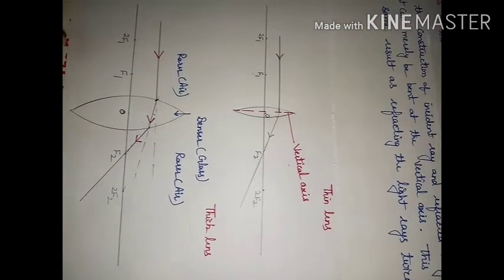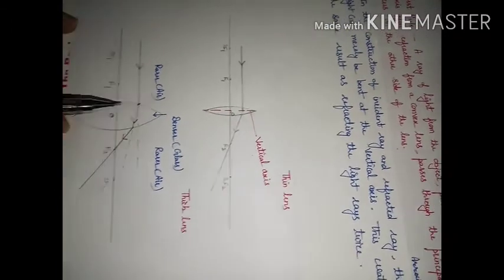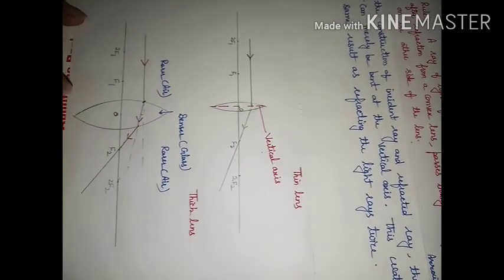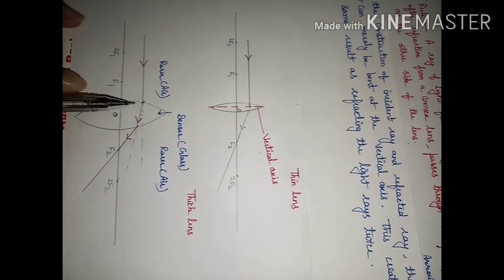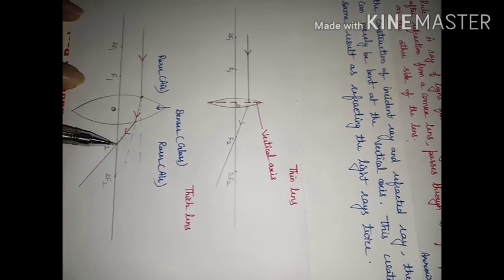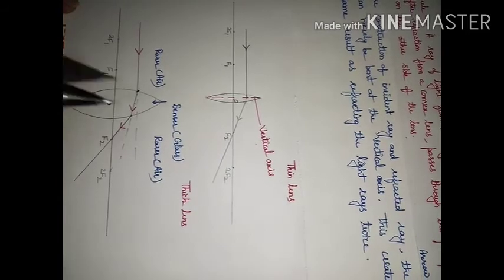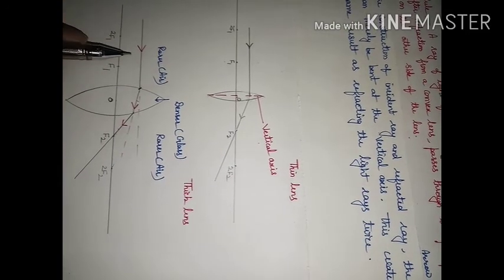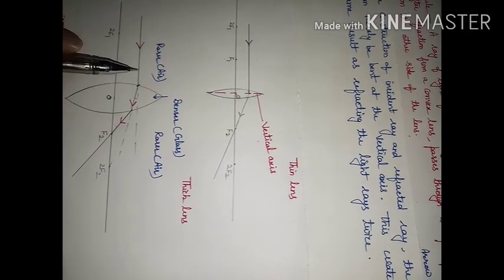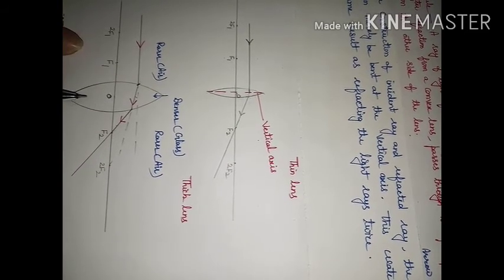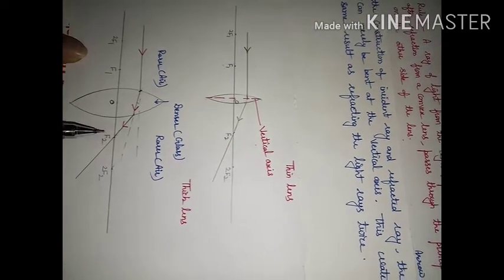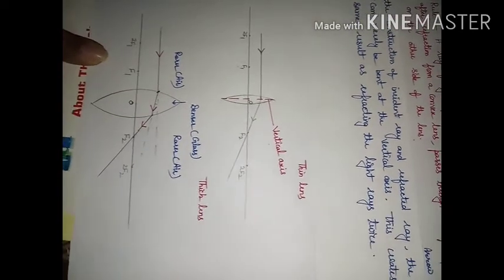So finally, the ray of light, after suffering refraction twice, one refraction at this face and one at this face, will finally pass through the focus. This is the first rule. A ray of light coming from an object parallel to the principal axis, after suffering refraction through the lens, will pass through the principal focus on the other side of the lens.